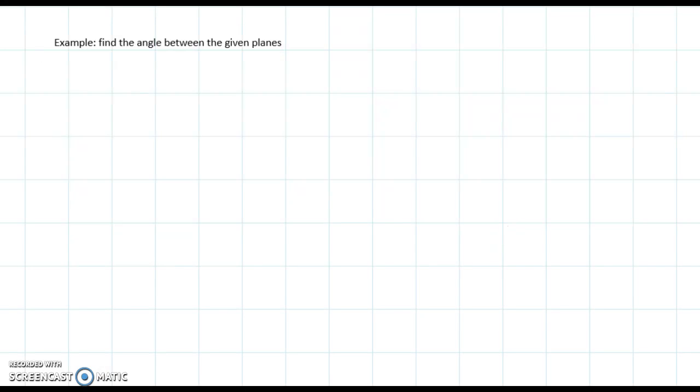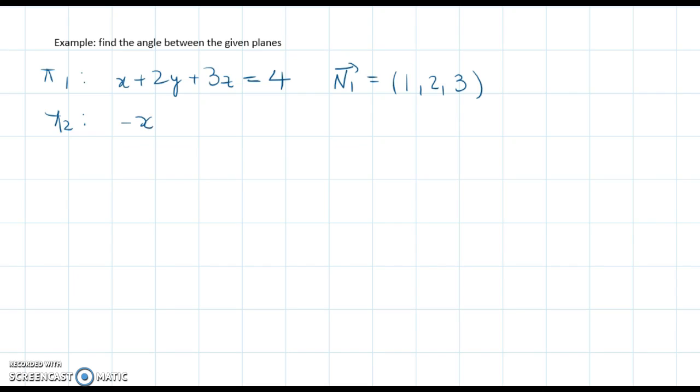So let me see over here. We're just going to make up two planes. Pi1: x plus 2y plus 3z equals 4. So this plane over here has normal vector (1, 2, 3), because those are the coefficients that are multiplying x, y, and z. We need one more plane, let's say pi2. I don't know, minus x plus y minus z is equal to 10. This has normal vector (-1, 1, -1).